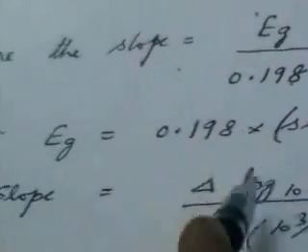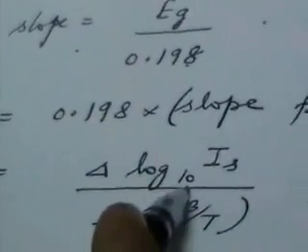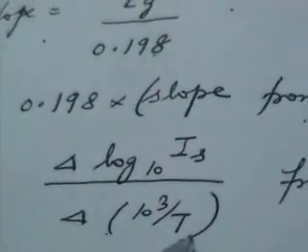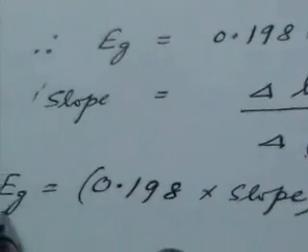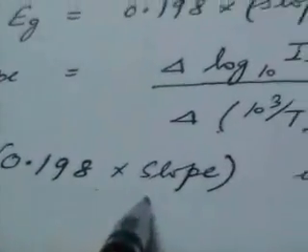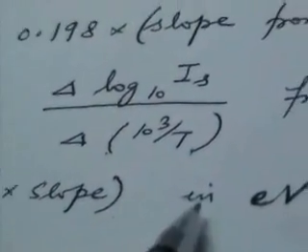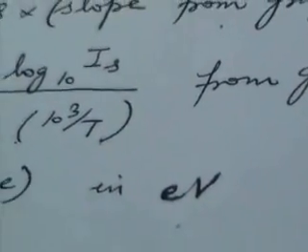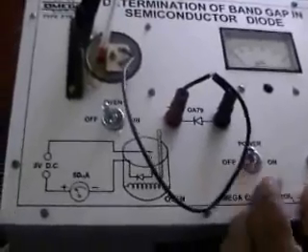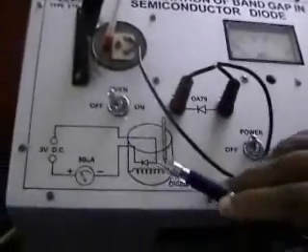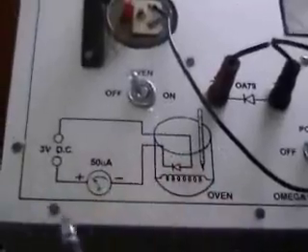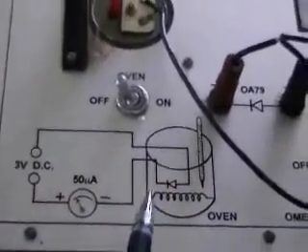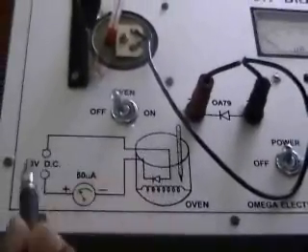The slope from the graph will be delta of log Is to the base 10 divided by delta of 10 cubed by T, and hence the value of Eg is 0.198 into slope, and it will yield the value of band gap directly in electron volts. So here we see that we have all the connections in the circuit diagram already readily available. There is no necessity for connecting separately. So we have the circuit diagram also indicated here.